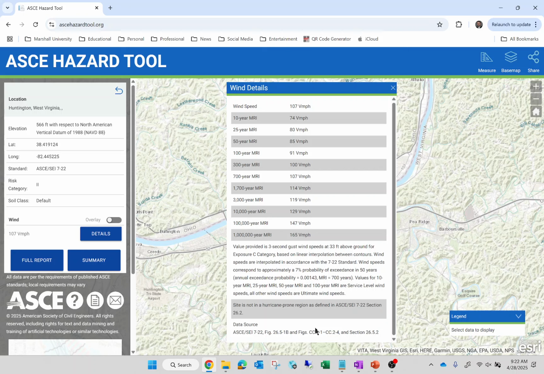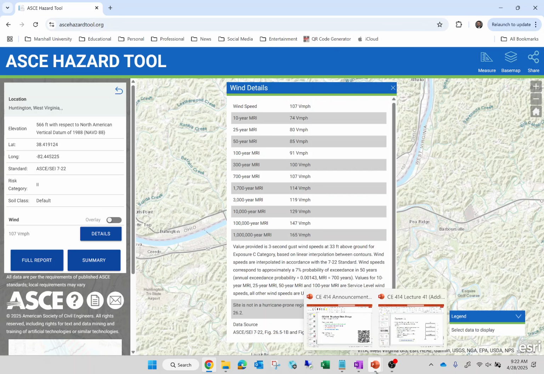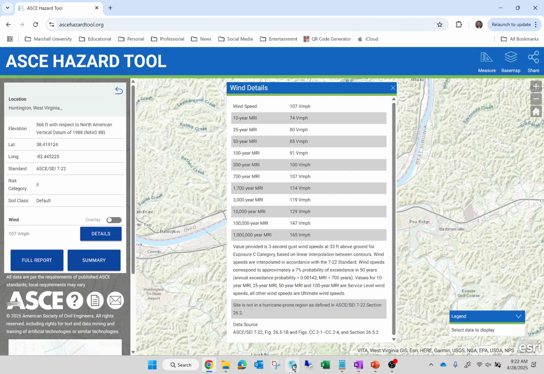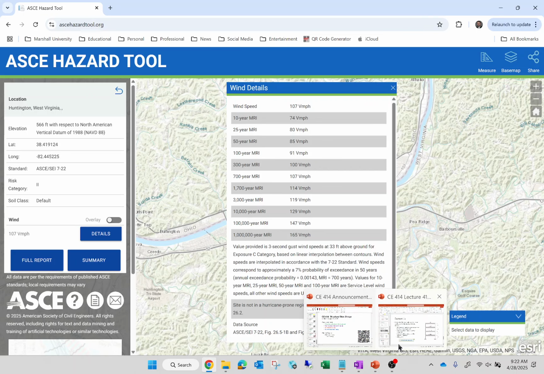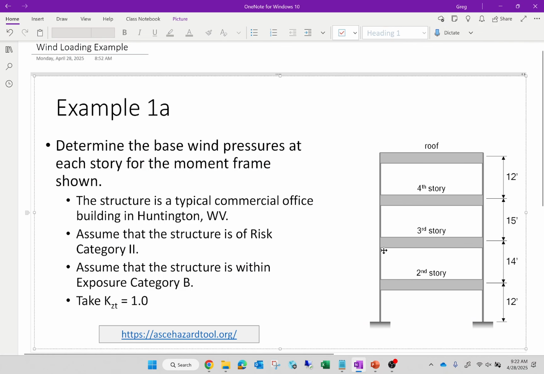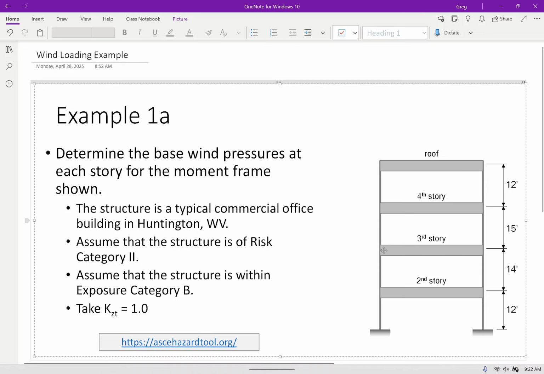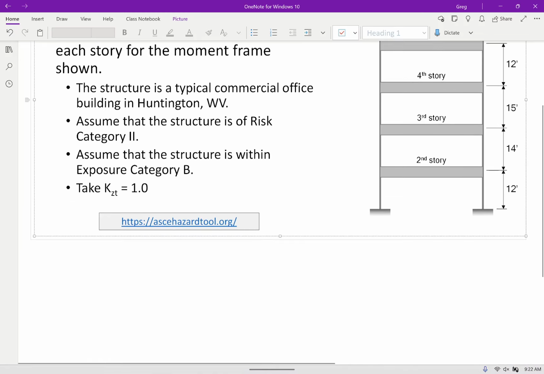I've got to say, this hazard tool really is kind of nice, because you used to have to use really confusing maps sometimes to look up environmental loads, particularly snow loads. I always found it challenging to make sure I was in the right region, whereas this does a lot of the work for you, and it's really nice. Excuse me, let me get rid of my keyboard here for a quick second.